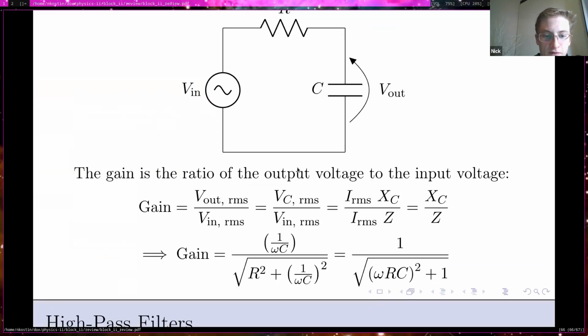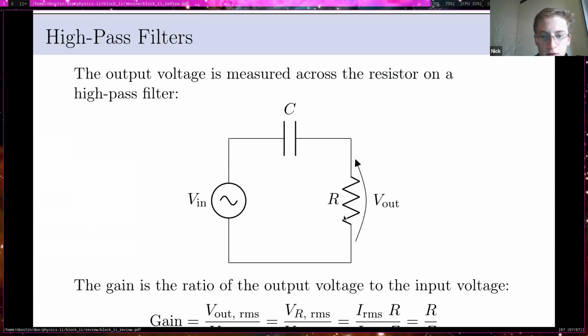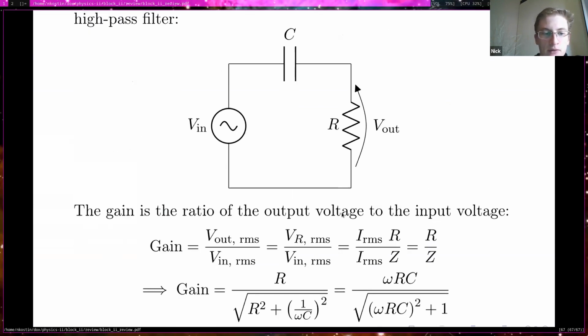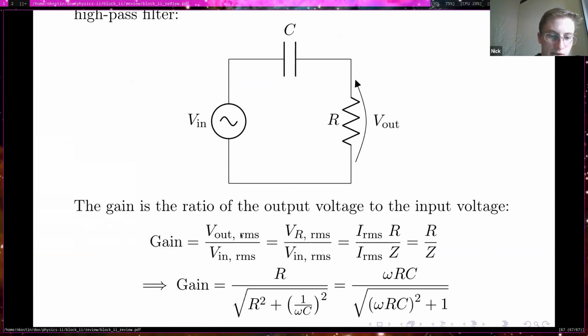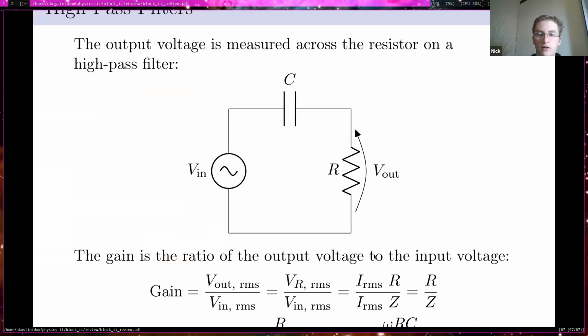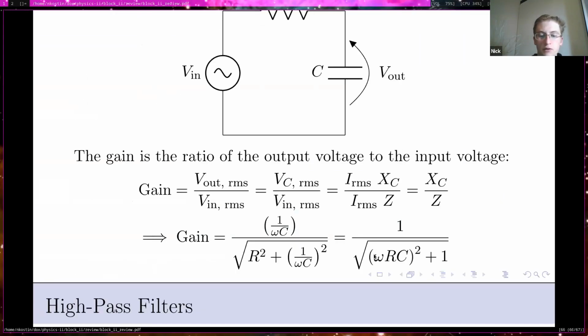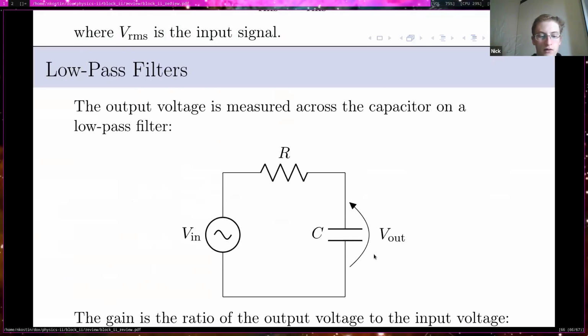Now the capacitor is first, and I'm measuring the voltage across the resistor. Same exact formula for gain. It's going to be the ratio of the output RMS voltage to the input RMS voltage. The output RMS voltage is the voltage on the resistor, which is just I times R. The RMS currents cancel, and I get R over Z, which is that. But like I said, super improbable that those will be on the exam.